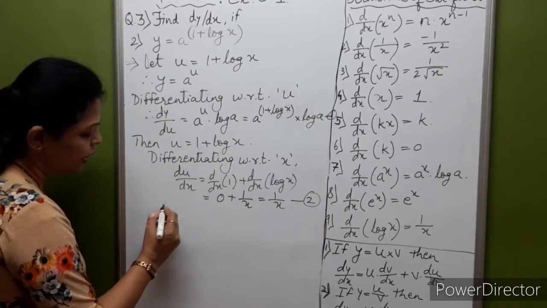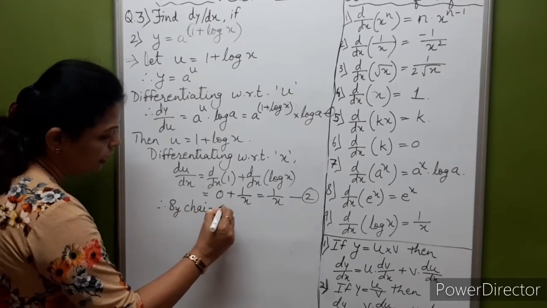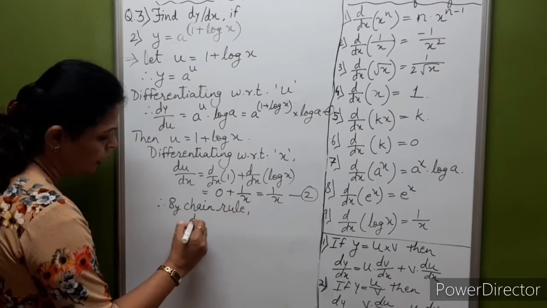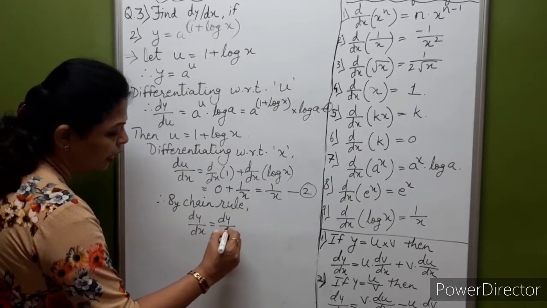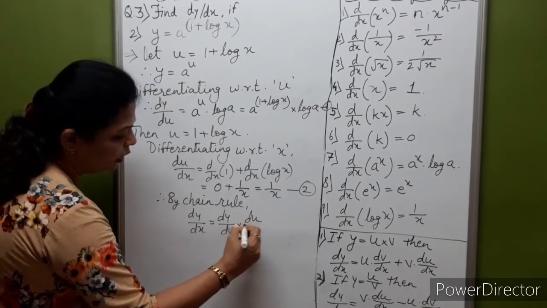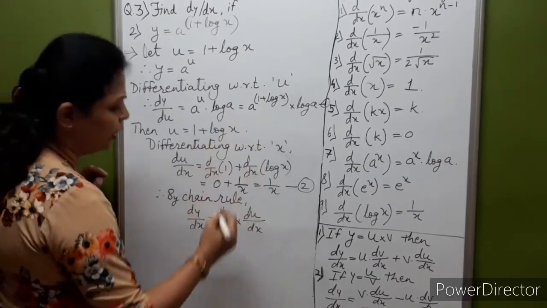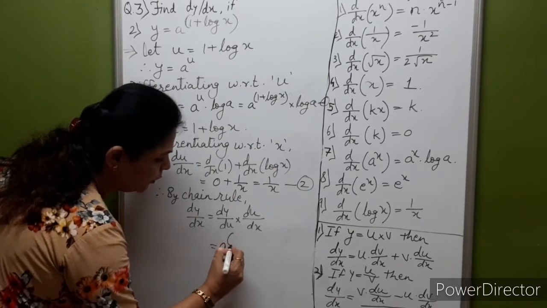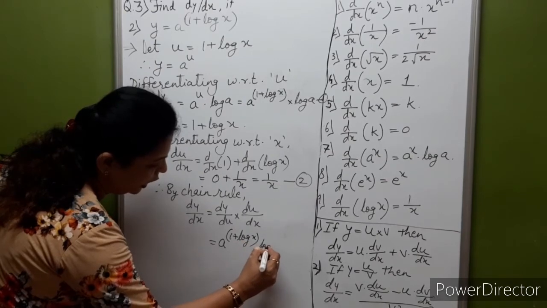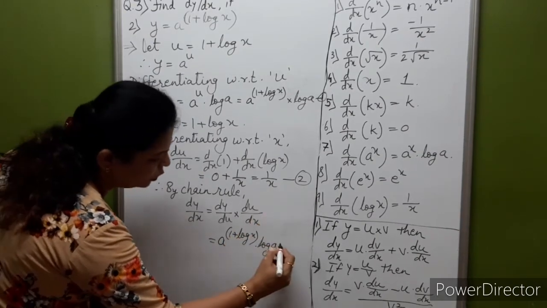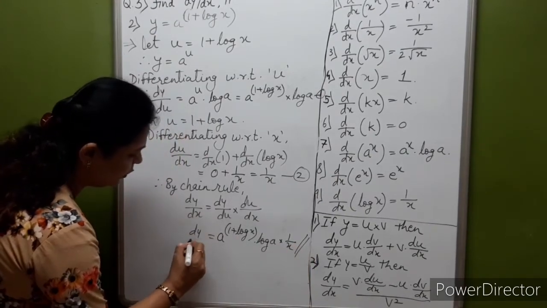Now substitute in the chain rule. By chain rule, very simple sums, dy by dx is equal to dy by du into du by dx. So for dy by du we have got a raised to 1 plus log x into log a into 1 upon x. This is your final answer.